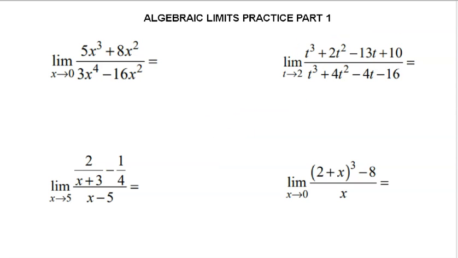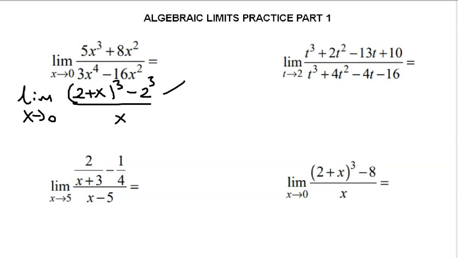Okay. In the next problem, let me use a different, more vivid color. Let's use the black one. In the fourth one, we have the limit as x approaches 0 of (2 plus x) cubed minus 8 over x. So I can rewrite this limit as the limit as x approaches 0 of (2 plus x) cubed minus 2 cubed over x. And notice that this is a difference of cubes.